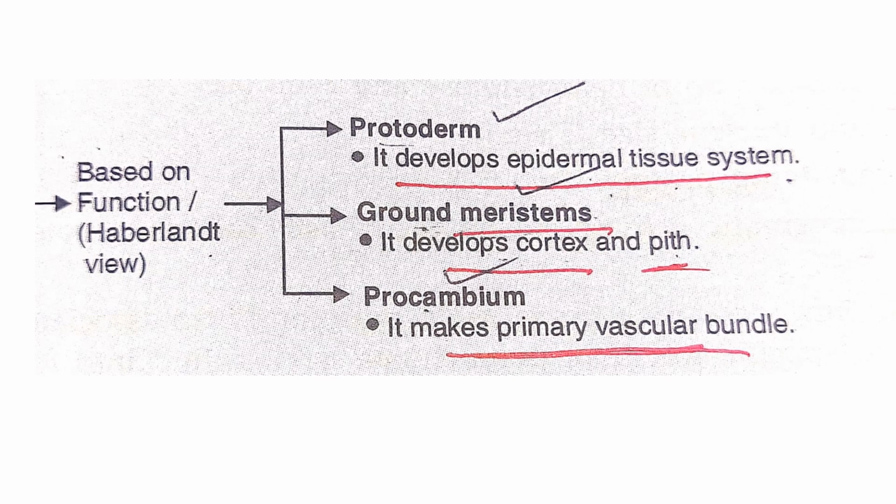Then based on the function, meristem can be protoderm, ground meristem or procambium. What is protoderm? It develops into the epidermal tissue system. The total epidermal tissue system of the plant is developed from this protoderm. Then ground meristem develops into cortex and pith. Then what is procambium? It makes the primary vascular bundle.